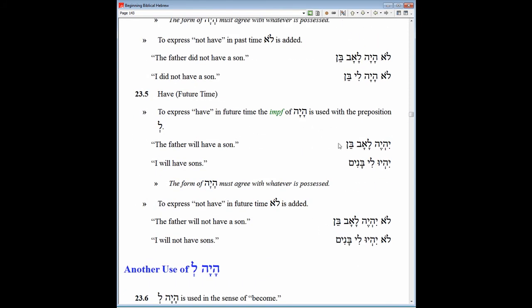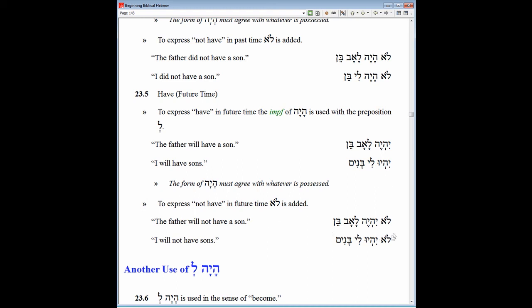Future time, again, we have the same sorts of things going, except this time we use the imperfect of haya. Again, the imperfect, the incomplete action that we have been translating with the word will. Okay, so yihye: there will, or it will, I would say, rather than there will to the father a son. This is the to-be verb, so there will be to the father a son. Again, just be very rigidly literal about it. There will be to the father a son. The father will have a son. Yihyu: there will be to me sons. I will have sons.